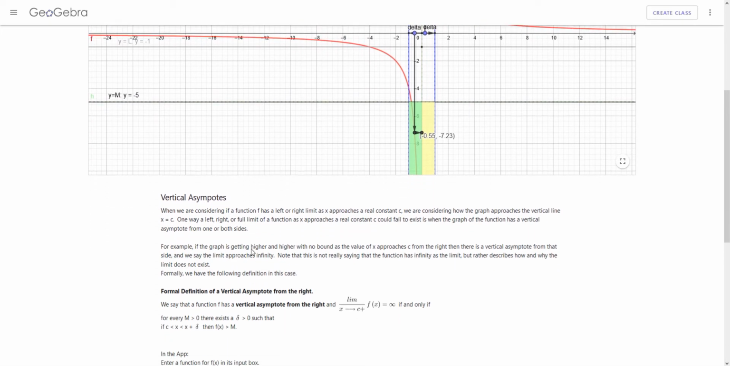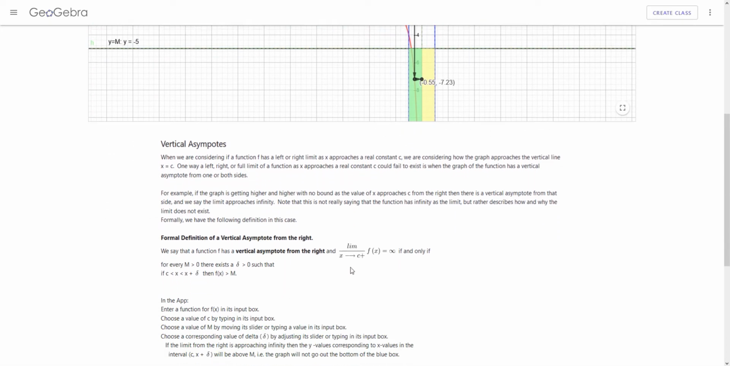We can make that formal with the following definition. It shouldn't have this horizontal line here. We say that a function has a vertical asymptote from the right, and the limit as x approaches c from the right, that plus means, of f of x equals infinity, which is a way that it does not exist, if and only if for every m greater than 0, there exists a delta greater than 0, such that if x is greater than c but less than c plus delta, then f of x is greater than m.